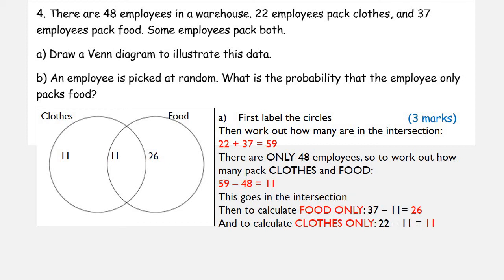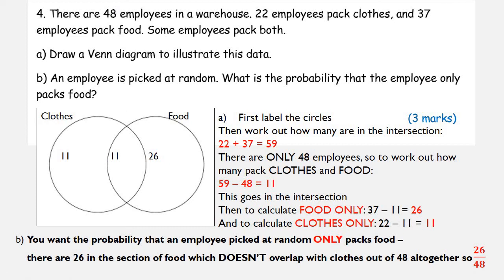Okay, so that takes us to question B. What is the probability that an employee chosen at random only packs food? So if we go to our food circle, we don't want everything within that circle. We just want the bits that are outside of the intersection. So it's going to be 26 people pack only food out of the 48 employees altogether. So 26 out of 48, and you can simplify that to 13 over 24 if you wanted to.